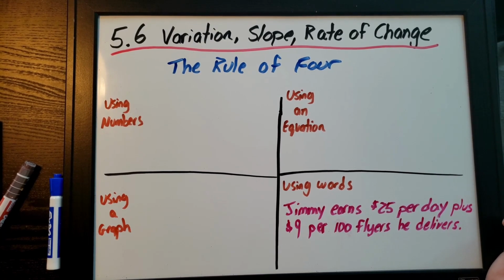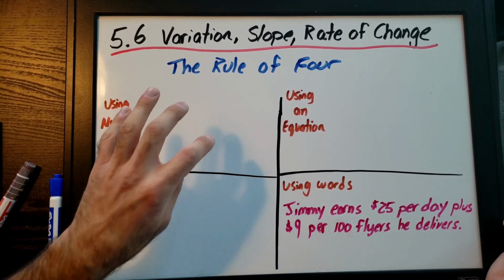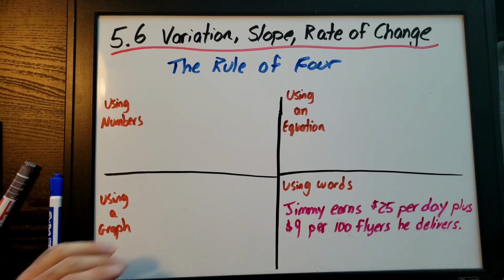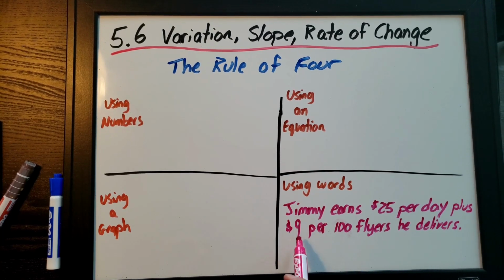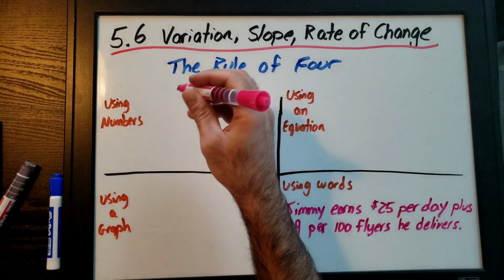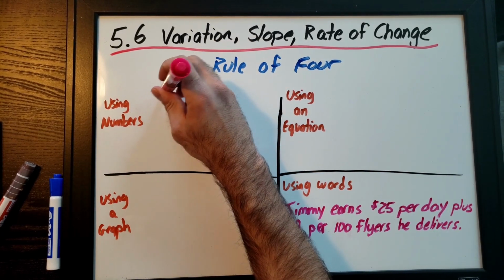Okay, so what I like to recommend is always use the numbers first. So we always want to start with a table of values, no matter what the question is. So let's read the question. Jimmy earns $25 per day plus $9 per every 100 flyers he delivers. So what we want to do is figure out, okay, number of flyers.